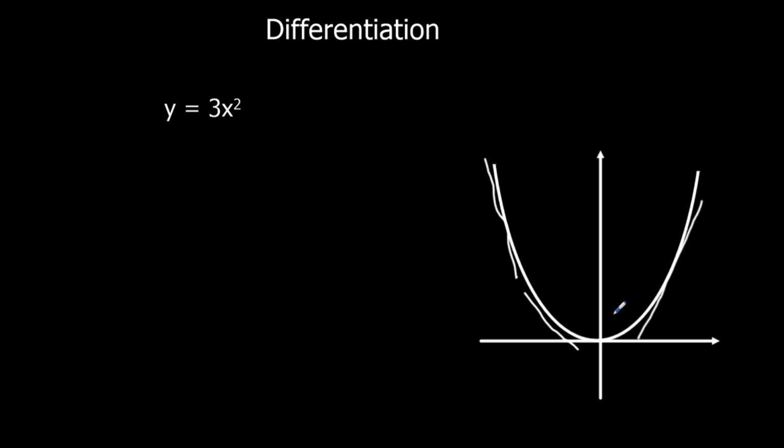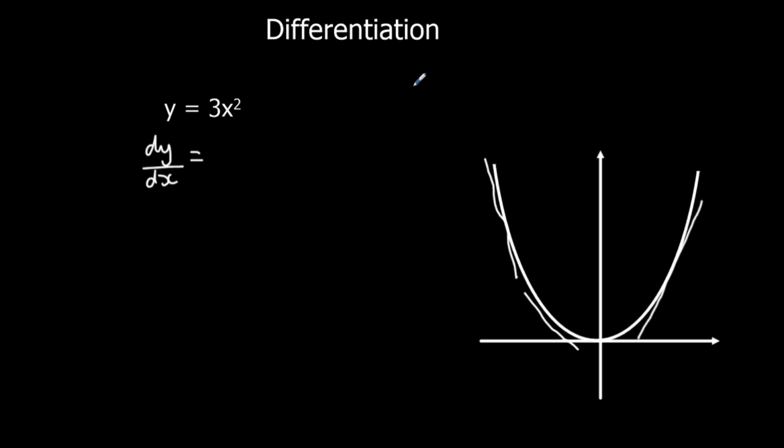So we don't have a set gradient for a curve, we have a gradient function, and that's what differentiation gives us. So if y equals 3x squared, we're going to work out dy dx, and this is the notation that we use in differentiation. The gradient function, the function that tells us the gradient at a different point on the curve, is called dy dx. And there's a very simple process that we follow to find the gradient function.